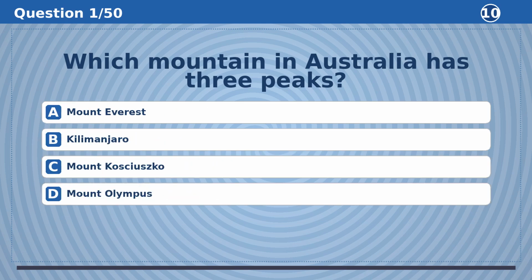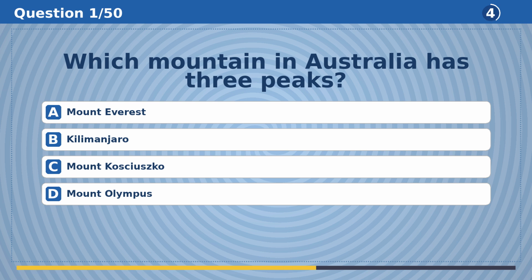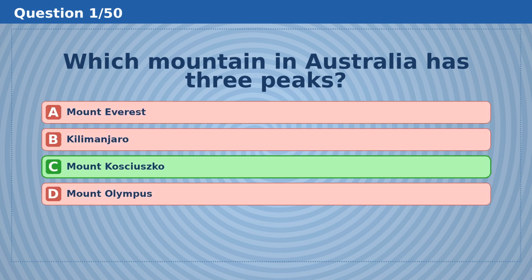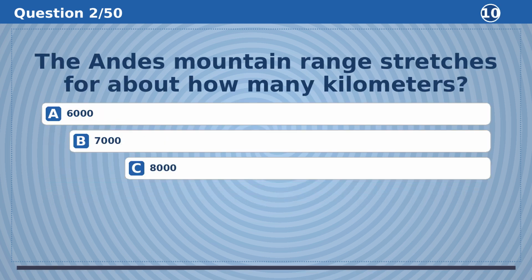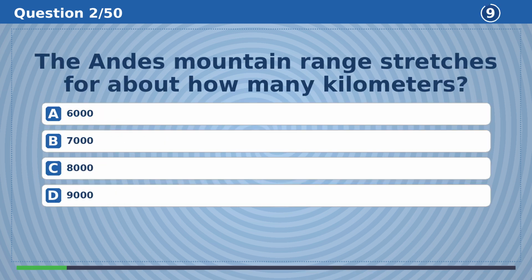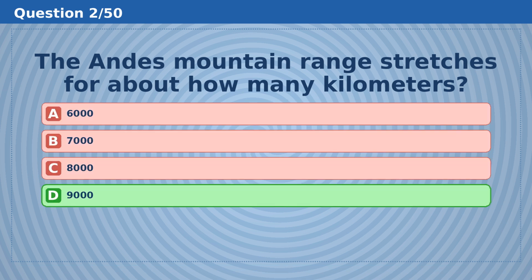3, 2, 1. Which mountain in Australia has 3 peaks? The answer is C, Mount Kosciuszko. The Andes mountain range stretches for about how many kilometers? The answer is D, 9,000.